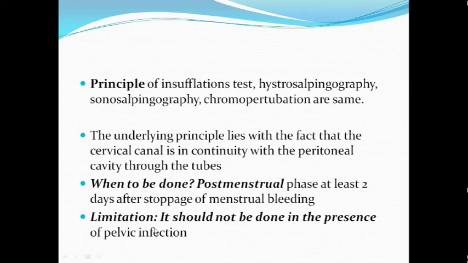So when to do this test? It is usually done on day 7 to day 9 of the cycle, that is 2 days after the stoppage of menstrual blood. If we think menstrual bleeding stops around day 5, then it is around the 7th day. So it should be done in the post menstrual period, around day 7 to day 9. Limitation: it should not be done in the presence of pelvic infection because it will flare up the infection. So preferably in TB it should be avoided.